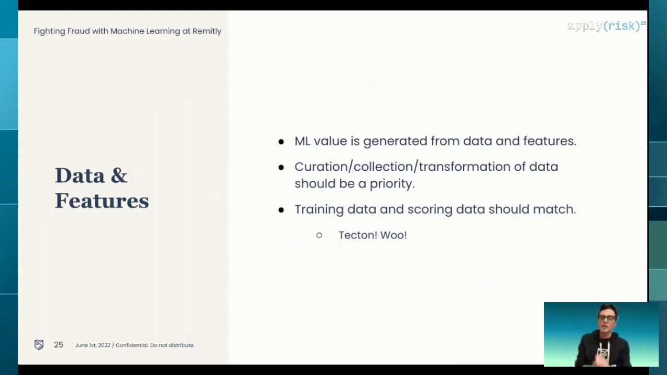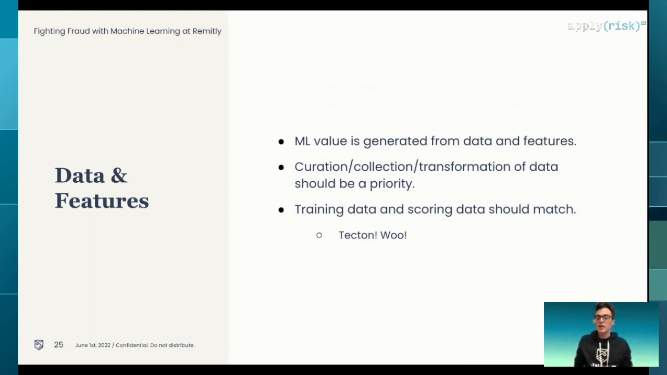Data quality matters greatly to the performance and stability of our models, while capturing new fraud signals quickly allows us to better respond to fraud attacks. Additionally, if you have separate data flows for offline training and online scoring, you should align them.